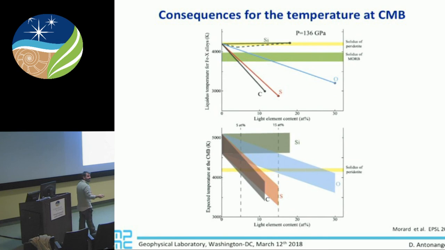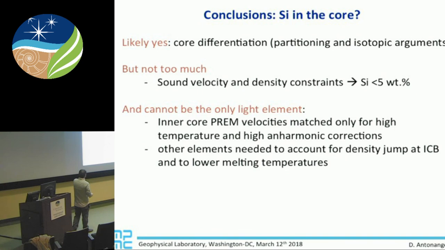But what I think is more important besides the absolute value is the fact that a core made only of iron and silicon would have a quite high temperature at the core mantle boundary, higher than the solidus of peridotite. If that was the case, we would have extensive melting at the base of the mantle. And we know this is not the case. So we need to reduce the melting. To do that, we need either a core containing a significant amount of oxygen, more than 15 atom percent, to lower the melting below the solidus of peridotite, or some volatile elements, above 5 atom percent, either carbon or sulfur, would do the job. So for the discussion we are having, I would say that silicon cannot be the only light element in the core.